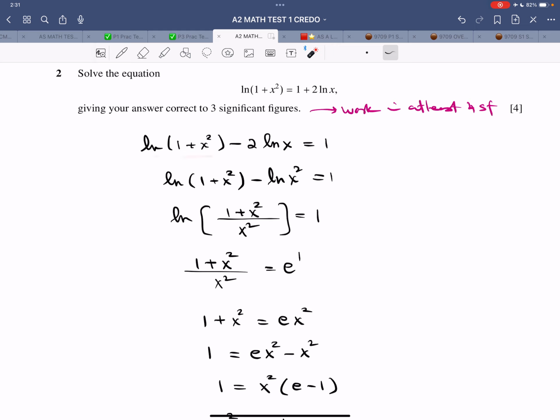ln(1 + x²) − 2 ln x = 1. According to the rule of log, this becomes the power. According to the negative sign rule, let me just highlight this thing. This 2 becomes this power, and this negative actually becomes the division. So two rules of logs are applied.